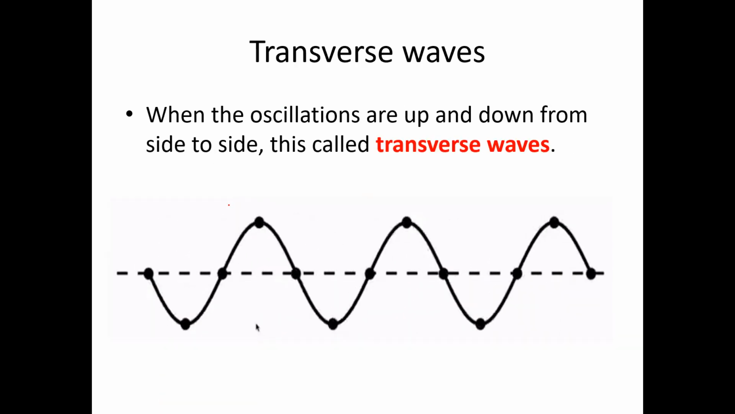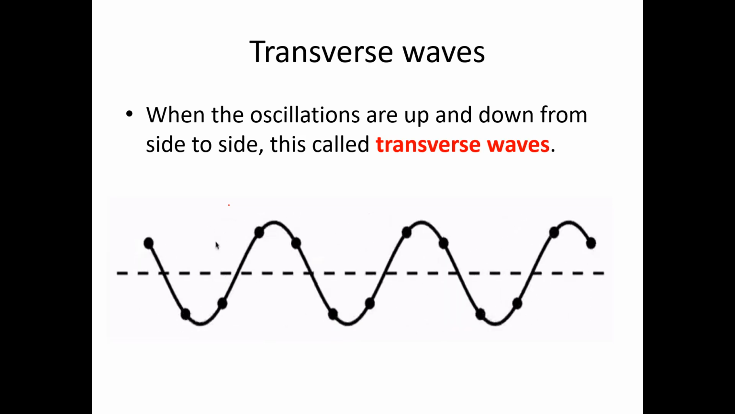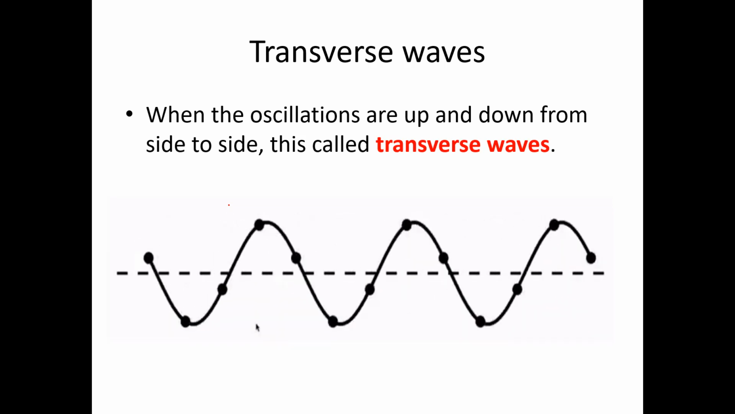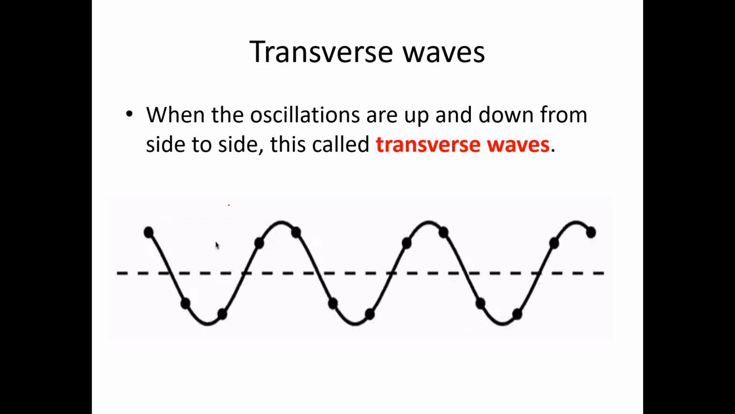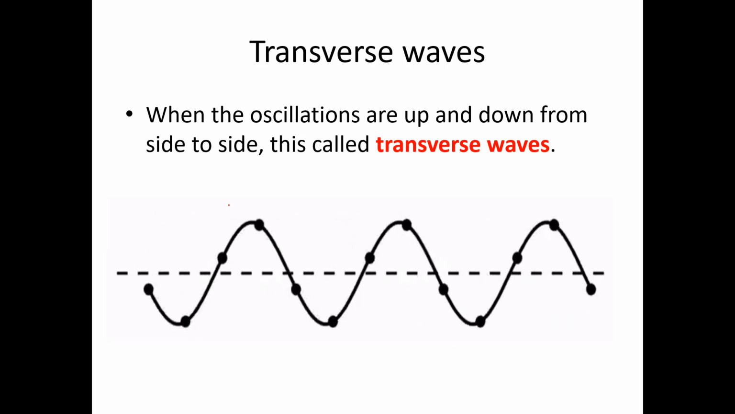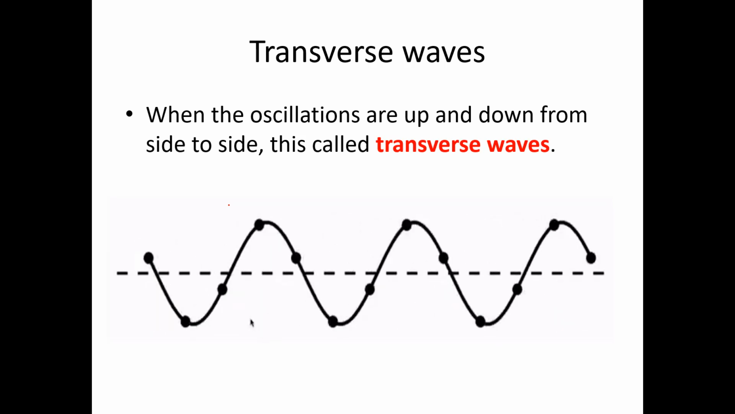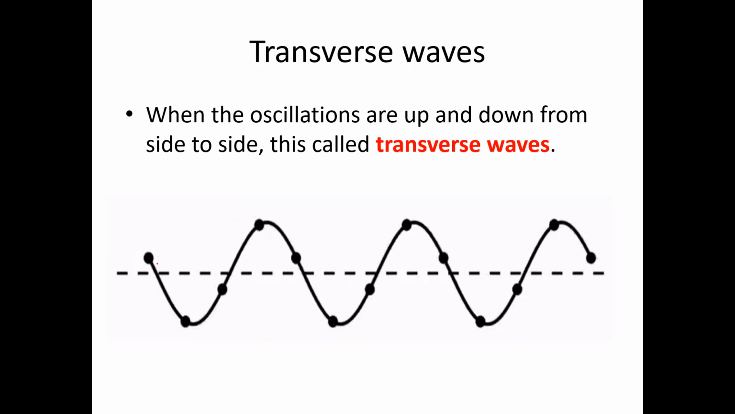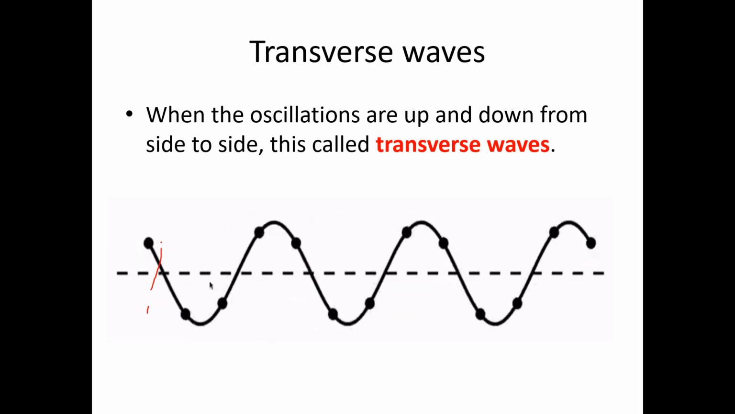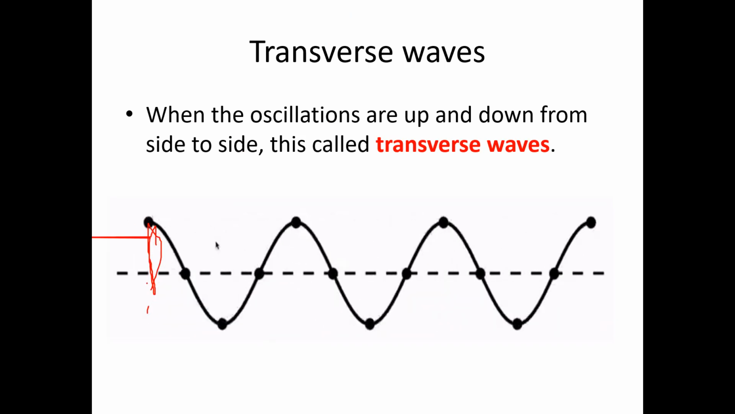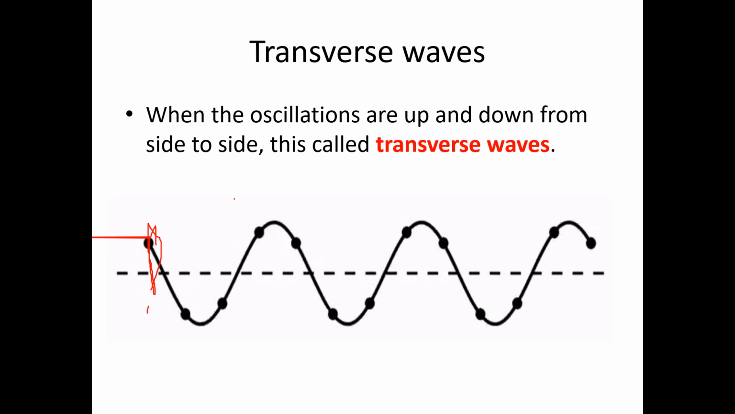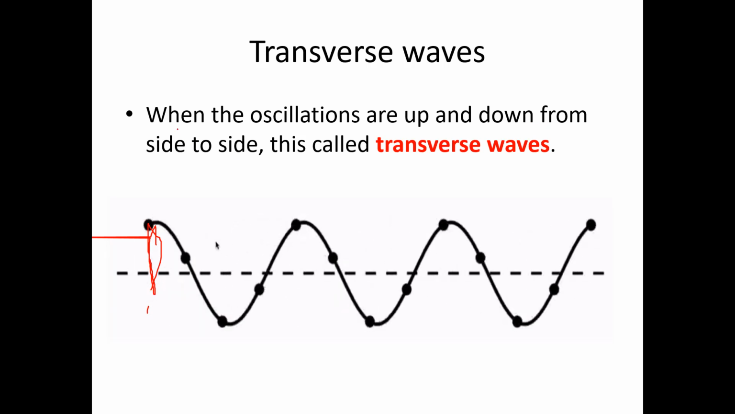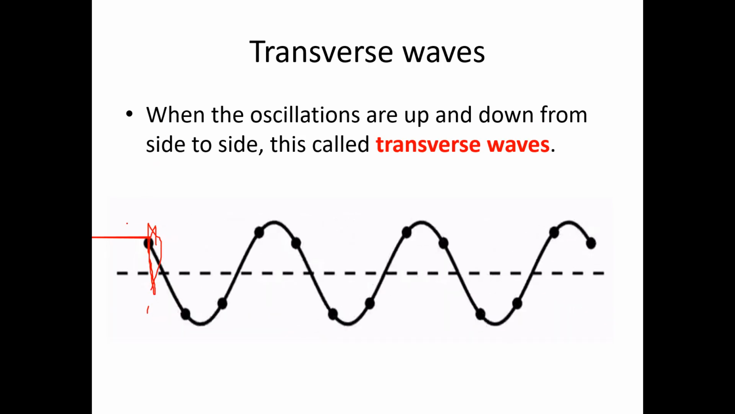Number 2, or the first type of waves, transverse waves. Look at the drawing. See how these waves are moving. What do you mean by oscillations here? It's, let's say, this point. It's going up and down. This is the oscillation.